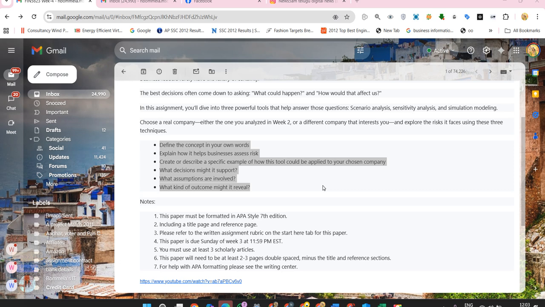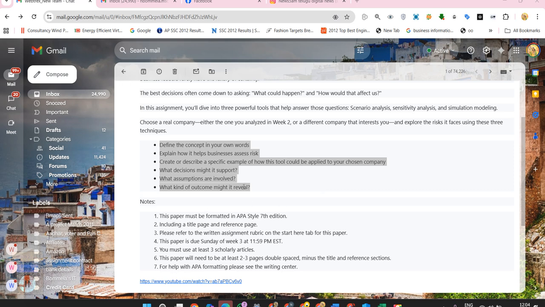Otherwise, straight away in a small paragraph discuss what financial risk analysis is and how it can be done, then immediately start with scenario analysis and write these 3 points. Next, sensitivity analysis, write these points. Next, simulation modeling, write these points. Conclusion, references, done, paper is done.